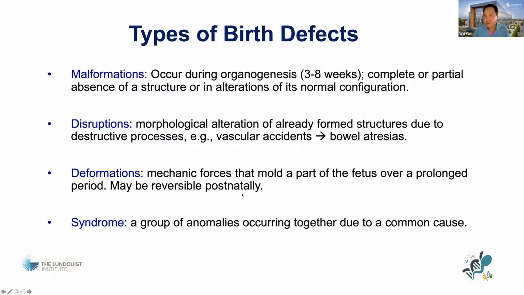And another type of birth defect is called a syndrome. This is something really hidden. You can identify a group of anomalies occurring together due to a common cause. Usually in clinics, you identify a number of symptoms, a number of anomalies, and later on, if these defects are always identified together, it probably results from the same cause. That's why people call them a syndrome.